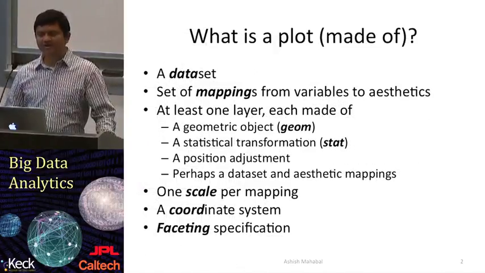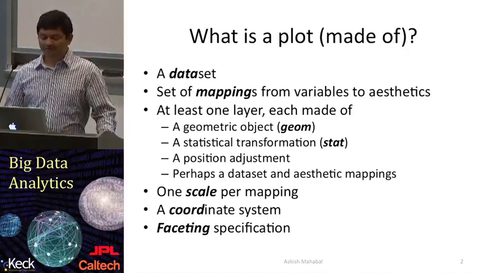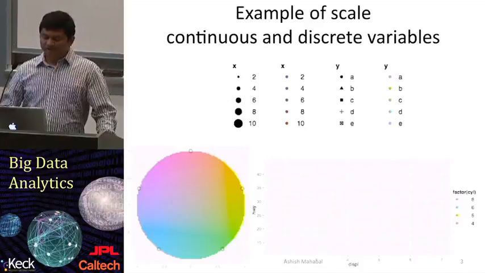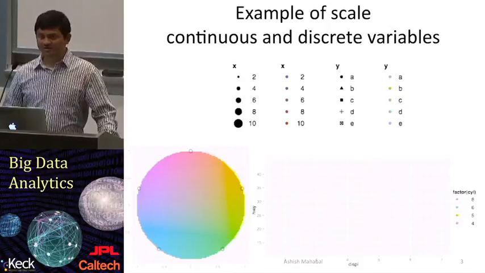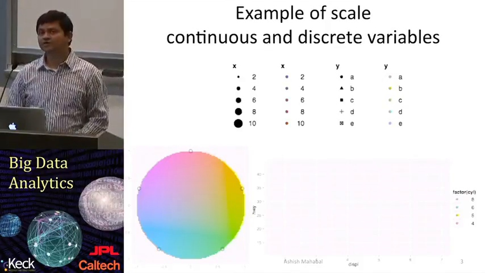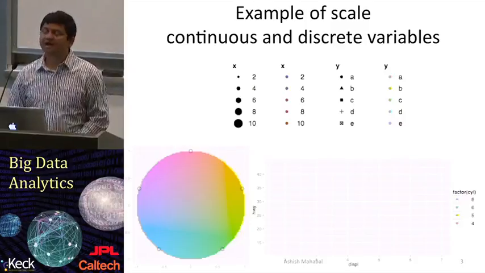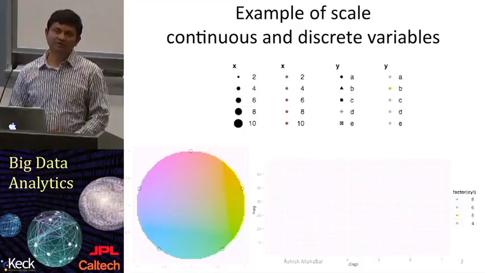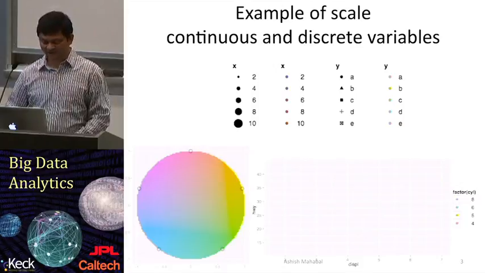So it is again a summary of what a plot is made of. Again, there is a data set, a set of mappings, we saw a geom set and so on, right? And so an example of scale can be this. It can be a continuous variable or a discrete variable. Remember that discrete variables are the ones that we use for doing categorization and faceting, but even the continuous variables, you can convert them using the as.factor function into a discrete variable and use that as well.